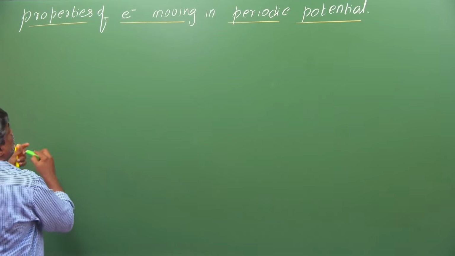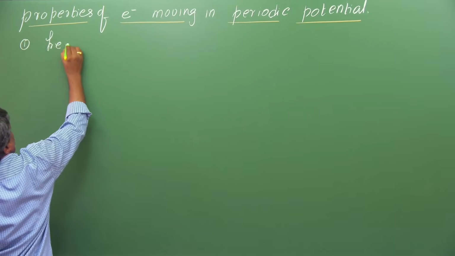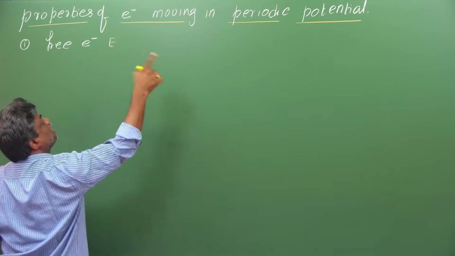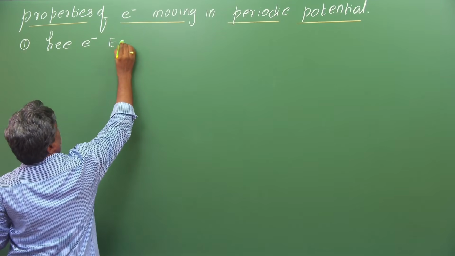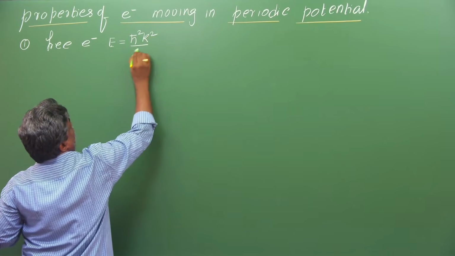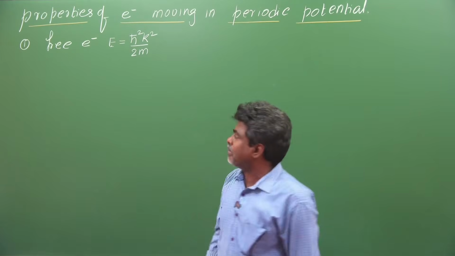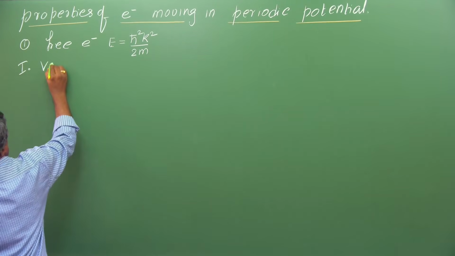Right. So here first I am taking, as usual, a free electron. Before going to talk about the electron which is moving in the periodic potential, let us take the free electron. What is the energy of a free electron? H cross square K square by 2m. I would like to find now the velocity. The first property is velocity.